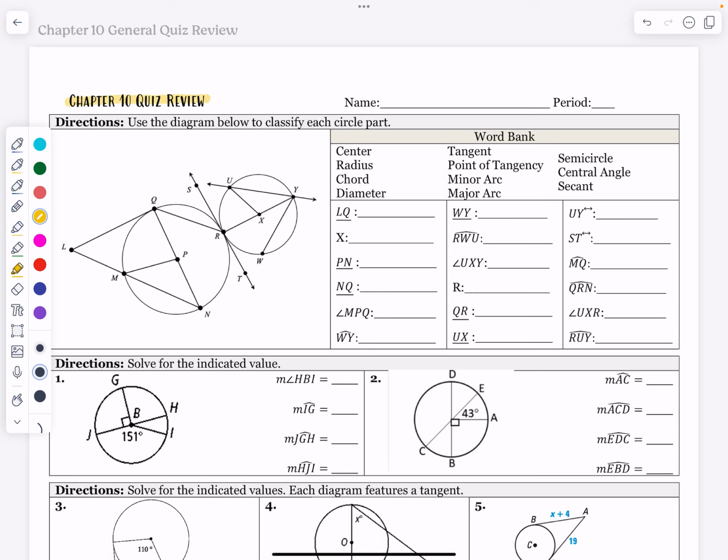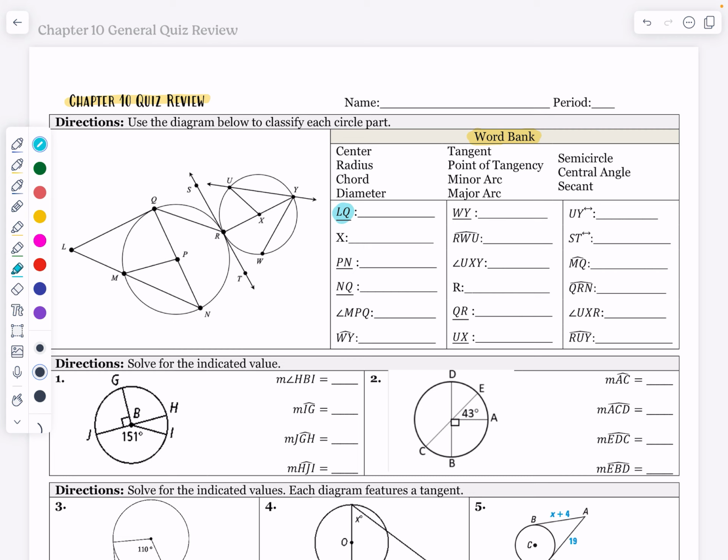The first set of directions says use the diagram below to classify each circle part. And we do have a word bank here full of various vocabulary that we've learned so far this chapter. So let's color code. Y'all know I love to color code. This should have the segment symbol above it. It saved a little bit weird whenever we formatted this, so we are fixing that for y'all's paper copy. We'll have y'all make that change.